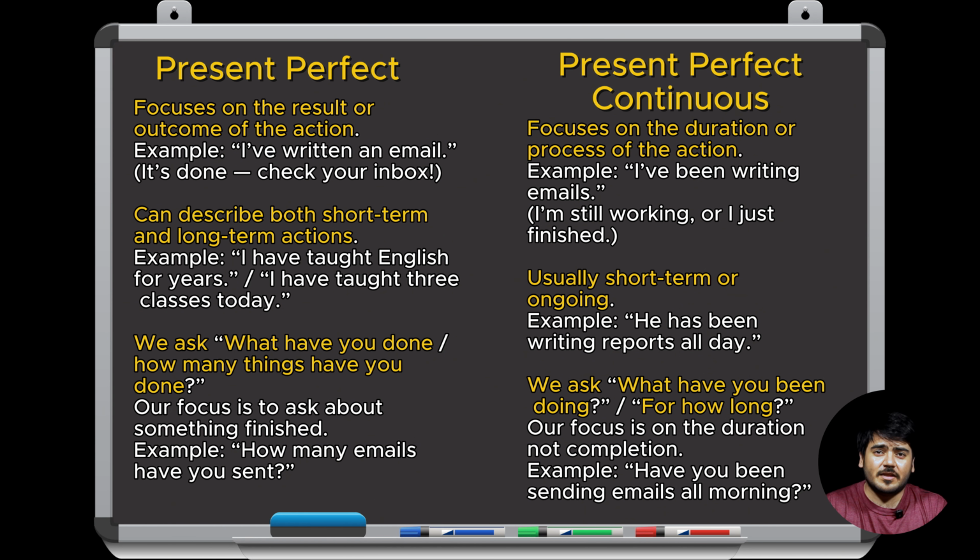Present perfect continuous, this tense focuses on the duration or process of the action. For example, I've been writing emails. This means I'm still working or I just finished. Usually, short-term or ongoing actions are used. For example, he has been writing reports all day.